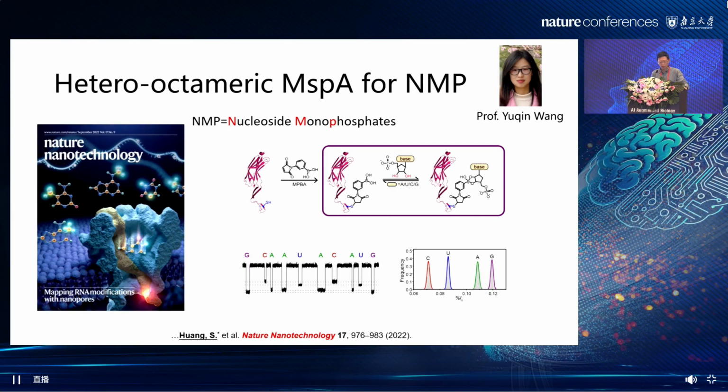After that, because we had already engineered a technique that is sensitive to saccharides, you know that RNA nucleoside monophosphate also contains a saccharide subunit, which is the ribose part.